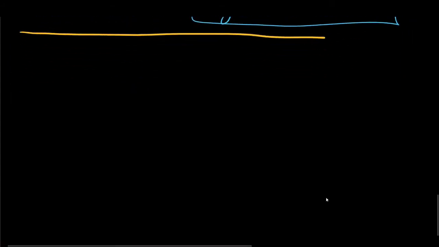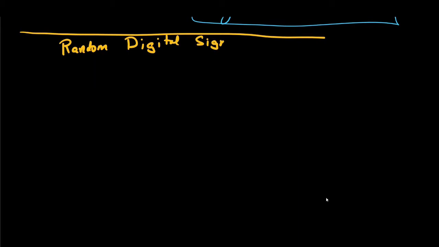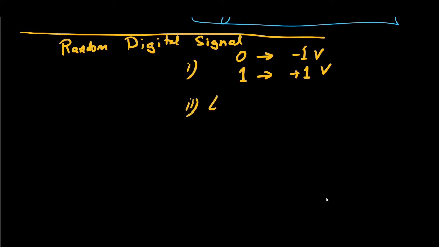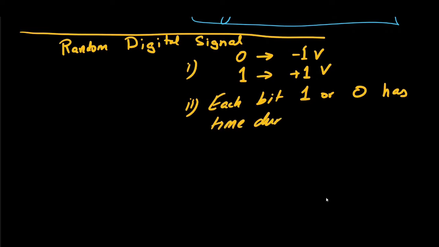So we say that we have a random digital signal and it contains 0 and 1, and we denote 0 by minus 1 volt and we denote 1 by plus 1 volt. So this is the first piece of information. The second is that each bit, that is 1 or 0, has a time duration, the time period of a bit, that is TB.